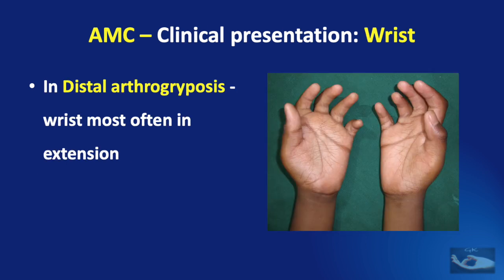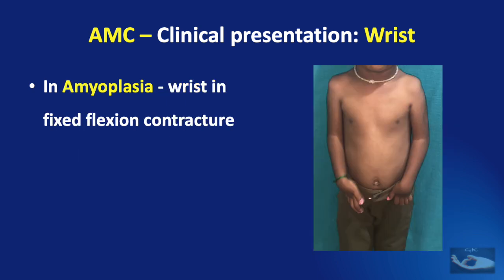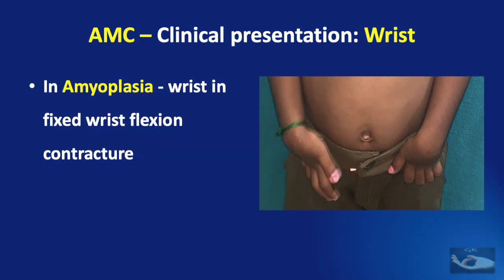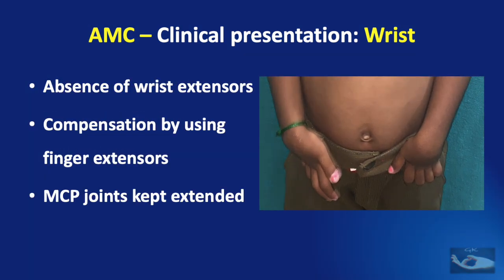The involvement of the wrist differs in distal arthrogryposis and in amyoplasia. In distal arthrogryposis, the wrist is most often in extension or in neutral position, as seen in this clinical example, whereas in amyoplasia, the wrist is in a fixed flexion contracture. You will note in this patient that the metacarpophalangeal joints are in hyperextension.